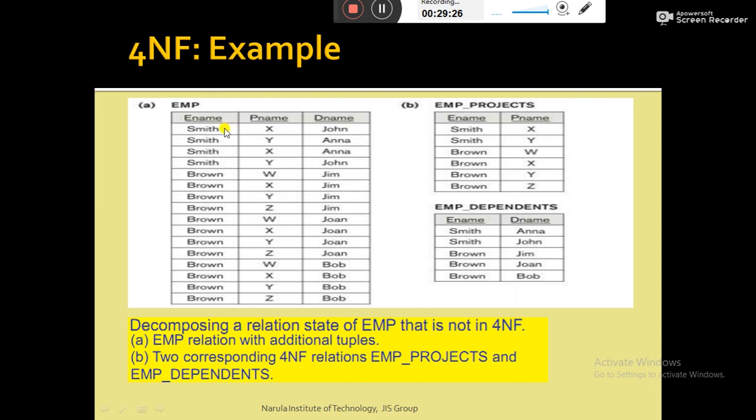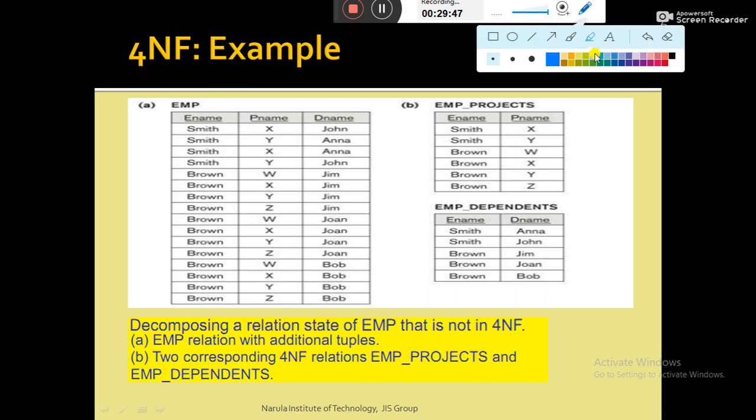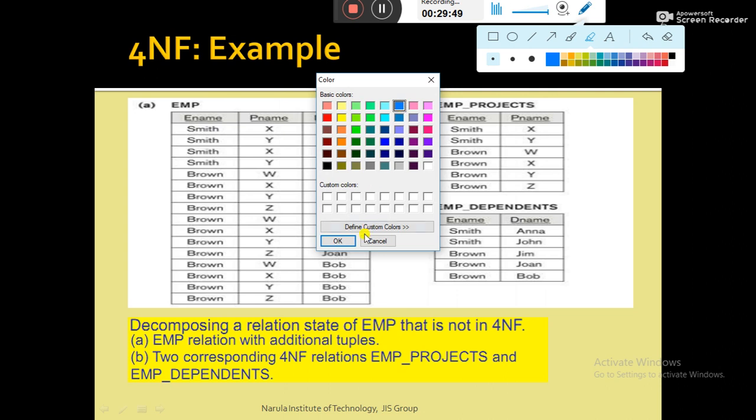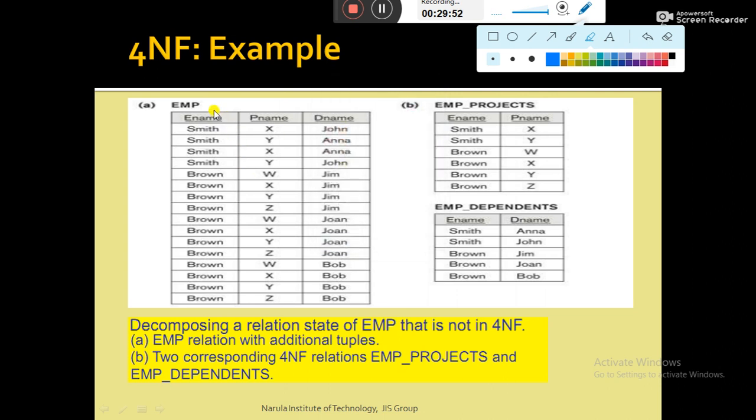So ename multi-determines pname, and ename multi-determines dname. That means the relation EMP has two 1:n relationships. One is ename to pname, another one is ename to dname. So in the relation EMP, we have two 1:n relationships. One is between ename to pname, and another one is ename to dname. So these two 1:n relationships exist.